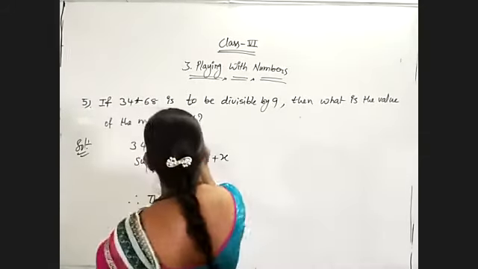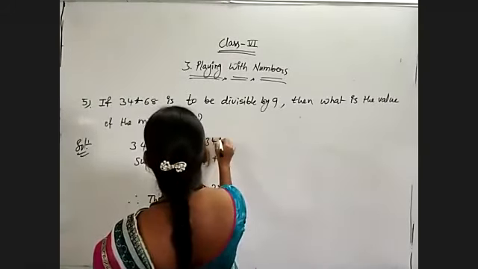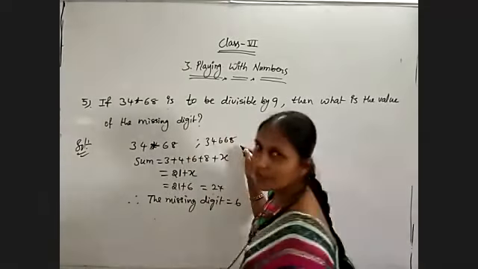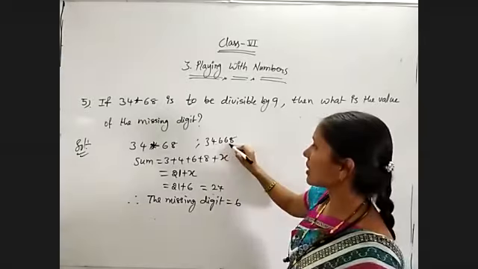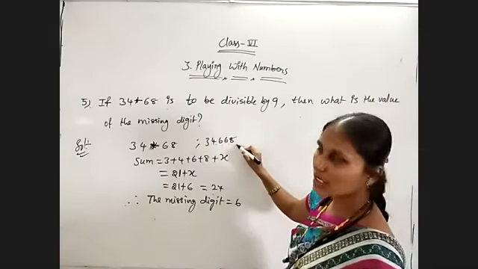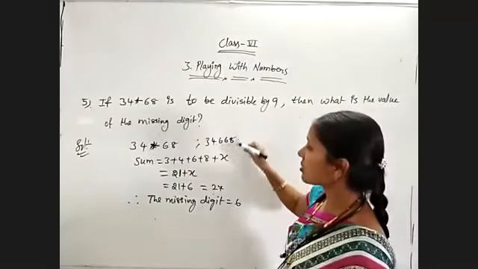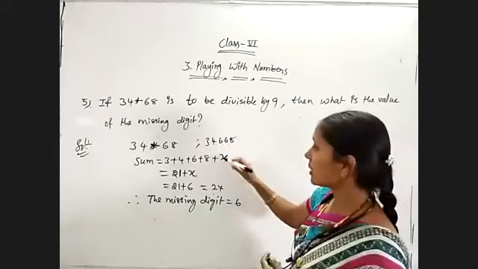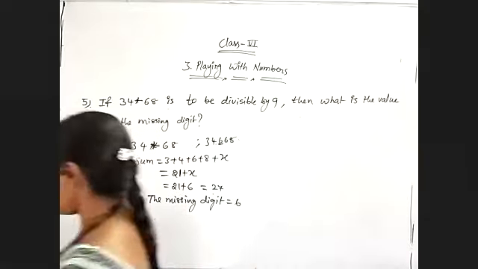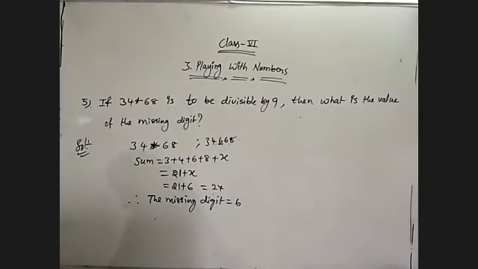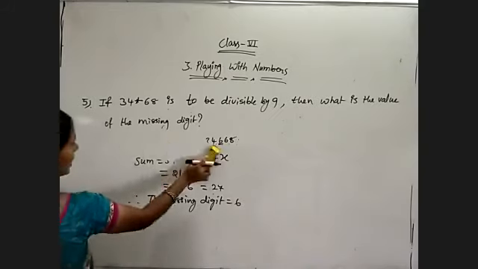When it is 3, 4, 6, 6, 8, it is exactly divisible by 9. 3 plus 4 is 7, 7 plus 6 is 13, 13 plus 6 is 19, 19 plus 8 is 27. 27 is a multiple of 9, so the missing digit is 6. That's all. And next, one more question.